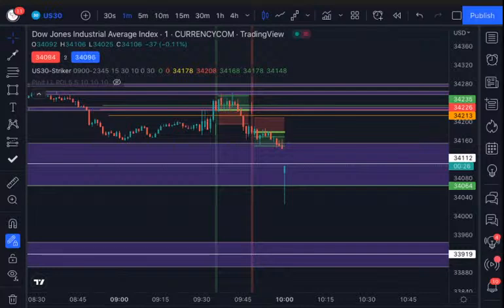Nice rejection. What I said is it's rejecting off of that 77, 34064, and pushing down. Then it's rejecting off of that level. Let's see if it actually breaks through. Yeah, that was a little bit much. I definitely see it pulling back a little bit more. It's going to have to fill that gap as well.